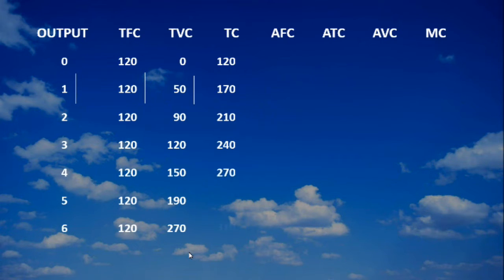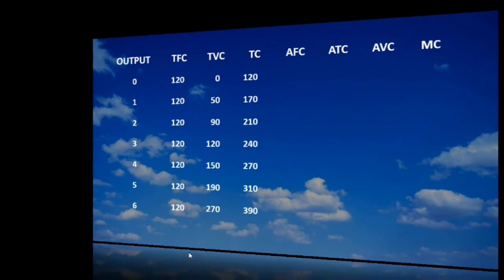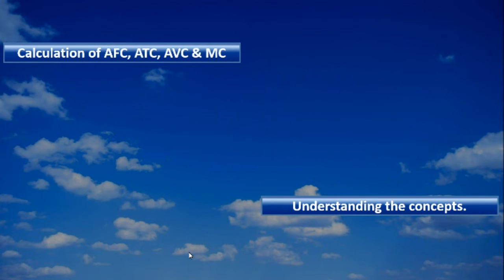Having understood the relation among the three cost concepts, we now turn our attention to average and marginal cost concepts. Well, we shall see them one by one. Our analysis in this session is going to be purely numerical in nature. We shall make it into two parts. The first part deals with the calculation of various costs. The second part deals with the understanding of the concepts.